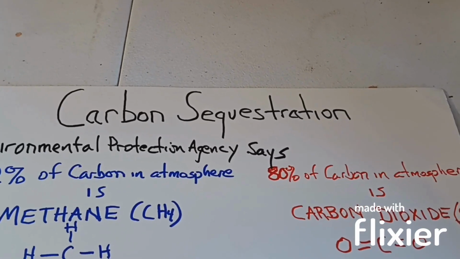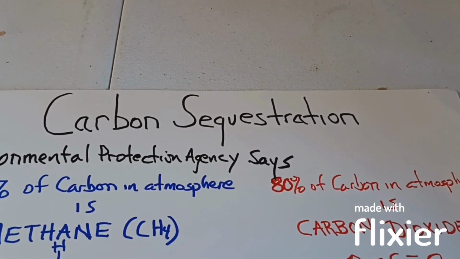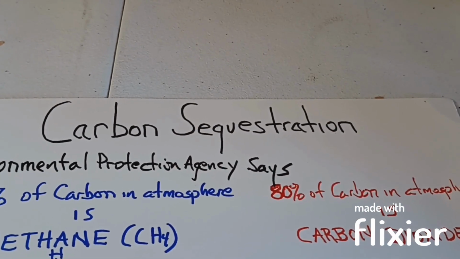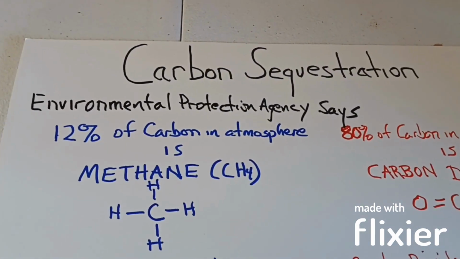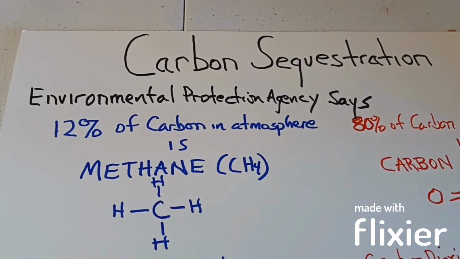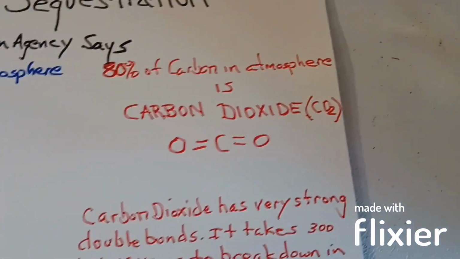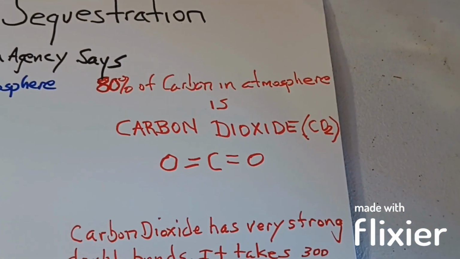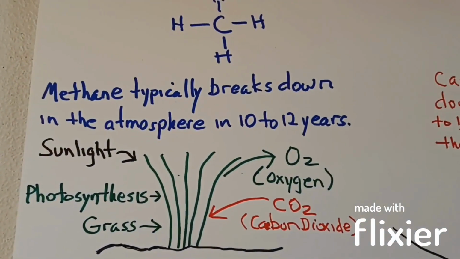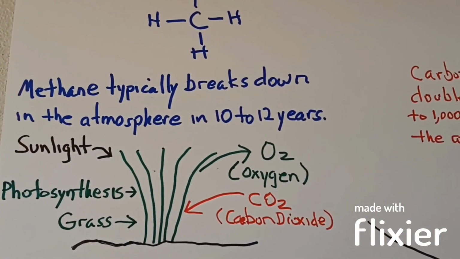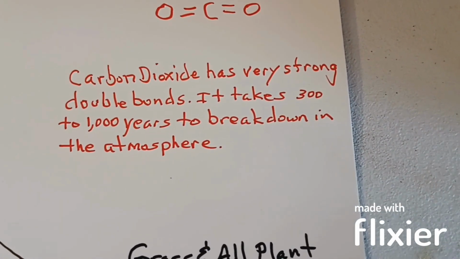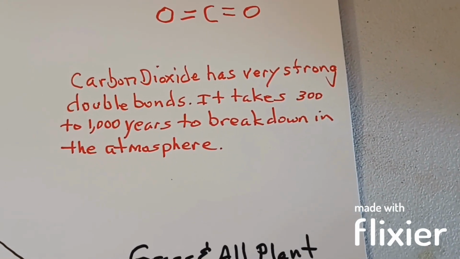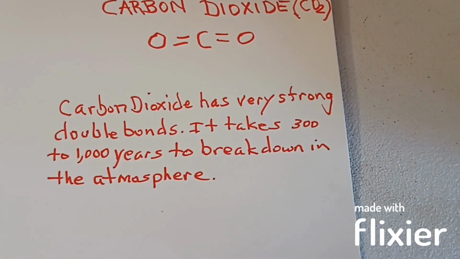All right, very good. So let's go and look at that chart. We're going to take a real close look at carbon in the atmosphere and also carbon sequestration, carbon that is stored in the soil. The Environmental Protection Agency says that 12% of the carbon in the atmosphere is from methane. However, 80% of the carbon in the atmosphere is from carbon dioxide. Methane typically breaks down in the atmosphere in 10 to 12 years. However, carbon dioxide has a very strong double bond and it takes 300 to 1,000 years to break down in the atmosphere. You can look that up on Google.